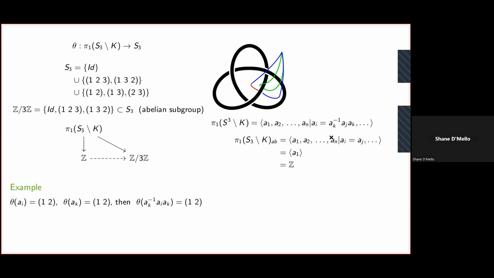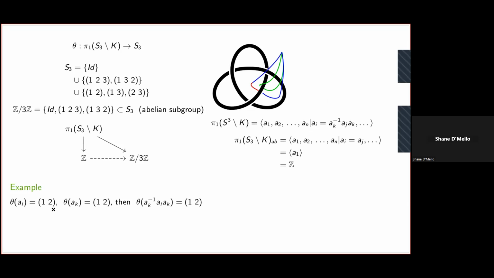So remember that the relations correspond with crossings in the presentation of the fundamental group. And the observation that we're making over here is that if a relation involves 3 generators, and 2 of the generators go to the same thing, then the third is also forced to go to the same element, right?